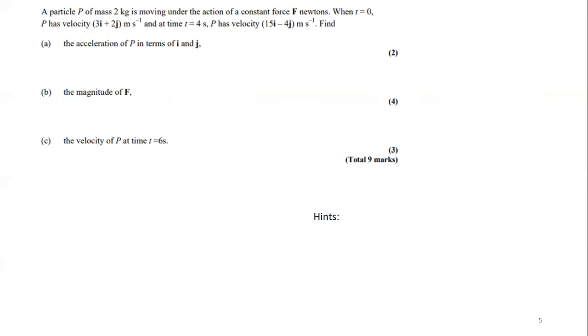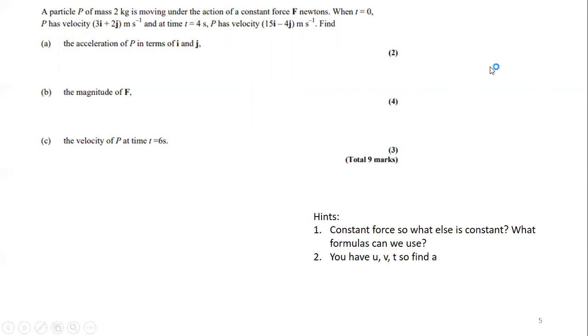So we want the acceleration. Now, it's constant force. So if there's constant force, what else is constant? Therefore, what formulas can we use? Okay, we've got the initial velocity. We've got the velocity when t is 4. So we have t as well, and we want to find a. So think about what formula you have to use. And then sub everything in, rearrange it to get what a is. And that'll be part A done.